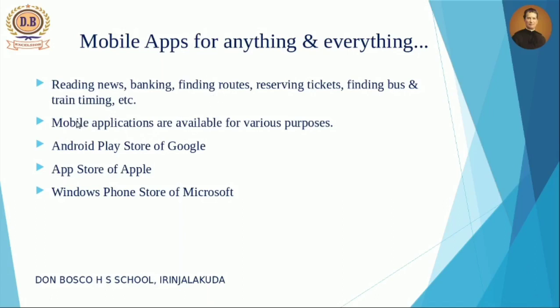For that, we have many mobile applications available. From where do we get these mobile applications? For that, we have Android Play Store of Google, then App Store of Apple, Windows Phone Store of Microsoft. So with the help of these, we can install such mobile applications in our smartphones and we can use it for various purposes like these: reserving tickets, finding bus and train timing, banking, finding routes, reading news, etc.